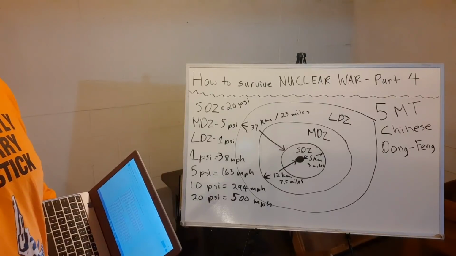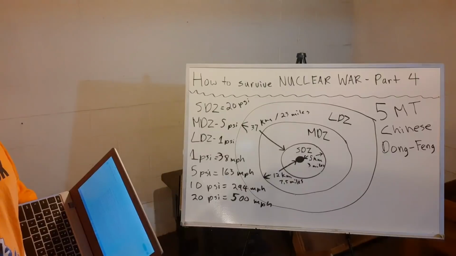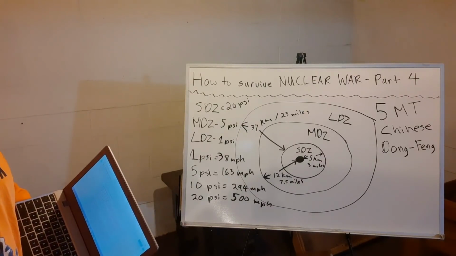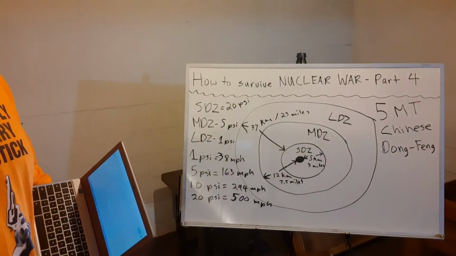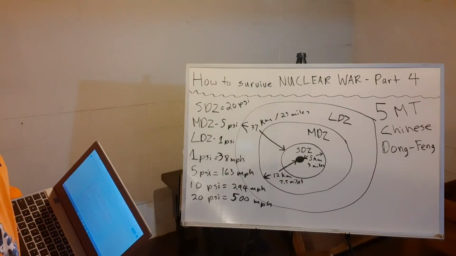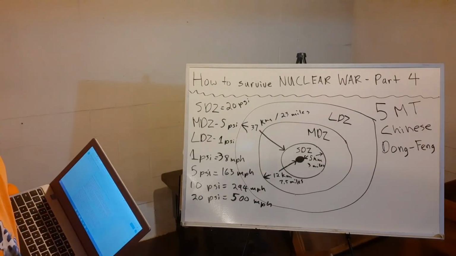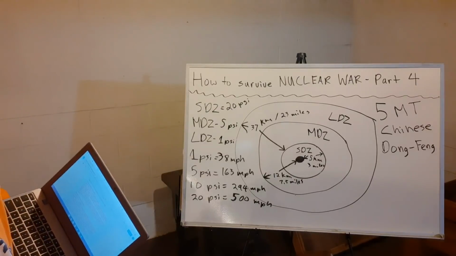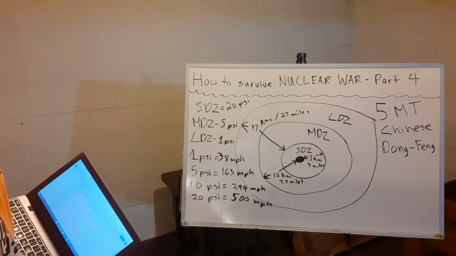All right, guys, so we're going to talk about damage zones. This is an important thing to understand, a very basic concept of nuclear explosions. You have different damage zones, and within those damage zones, you have different levels of damage. There are 3 main damage zones: the severe damage zone, or SDZ, the moderate damage zone, or MDZ, and the light damage zone, which is LDZ.